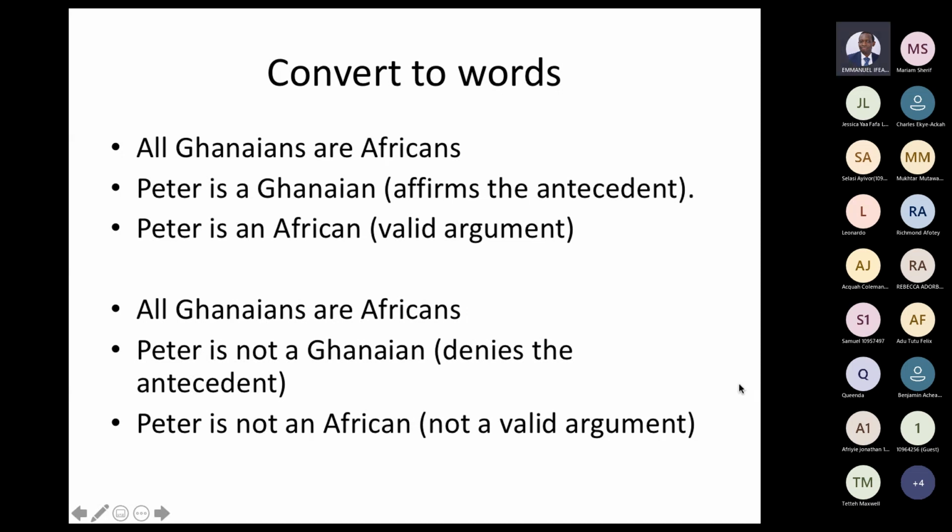And that's why we say that denying the antecedent cannot give you a valid conclusion. Denying the antecedent is not enough reason for the conclusion. So the argument is not valid.